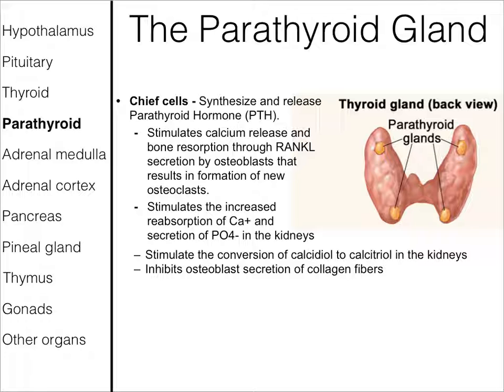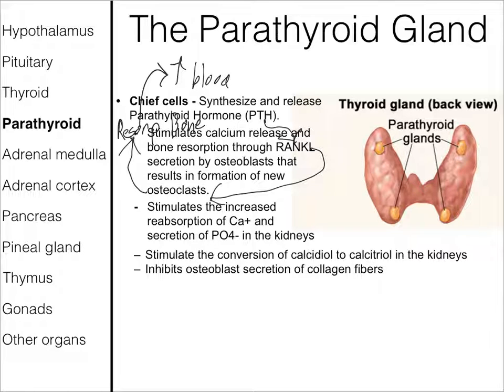It does this by producing, parathyroid hormone stimulates RANKL secretion by osteoblasts. RANKL then stimulates the formation of osteoclasts. And so let me just sort of put this in here. Parathyroid hormone stimulates RANKL. RANKL stimulates osteoclasts. And osteoclasts resorb bone, which increases blood calcium.